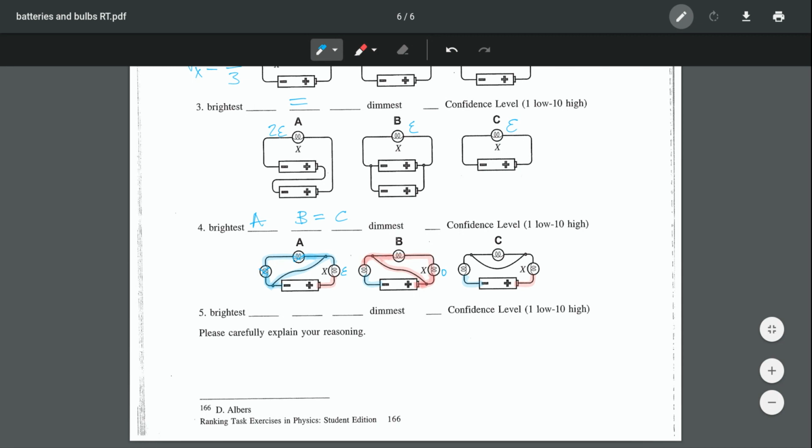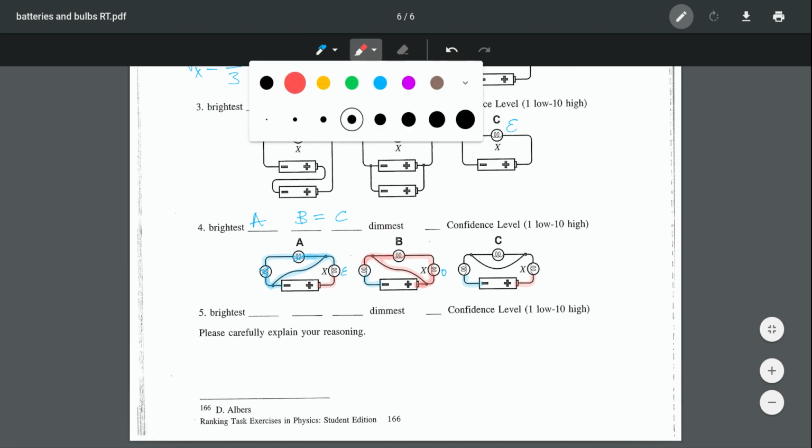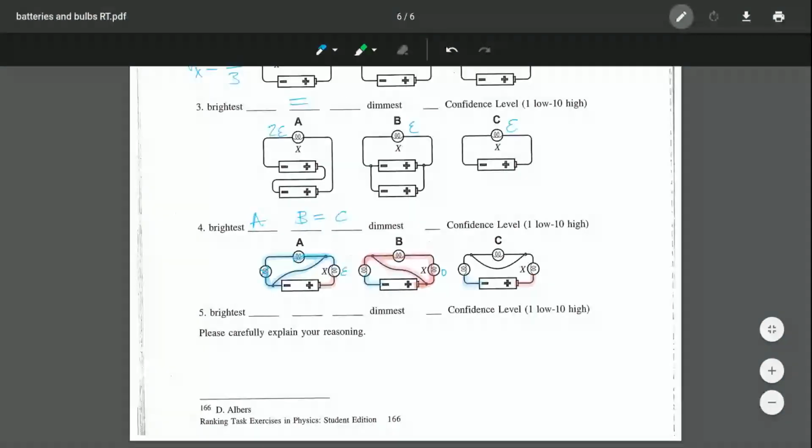Case C, well, there's something else going on here. I need a third color. For case C, there are more than 2 values of potential. There are more than 2 elevations. So if I start from the positive terminal of the battery, I'm up at E. I go through this bulb, and then I have this third color. I'm first just going to highlight in green this little pathway right there.